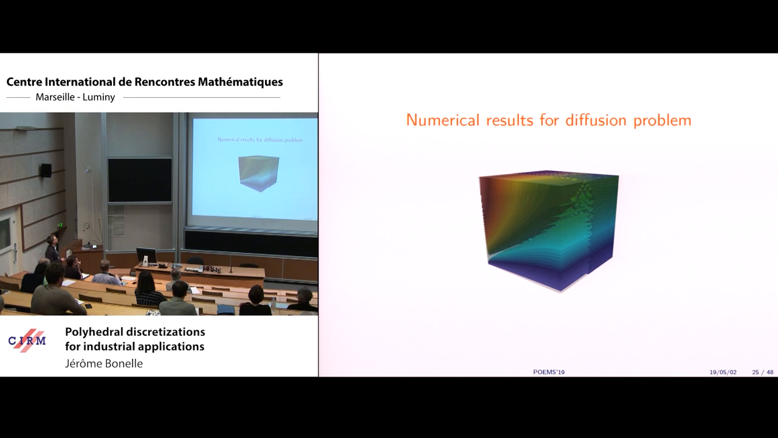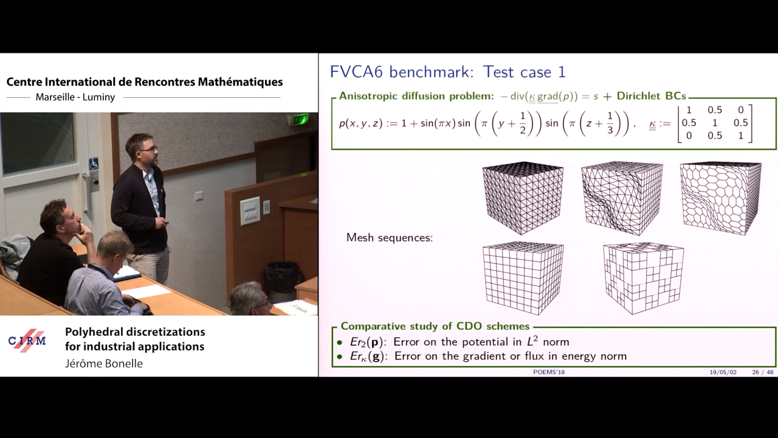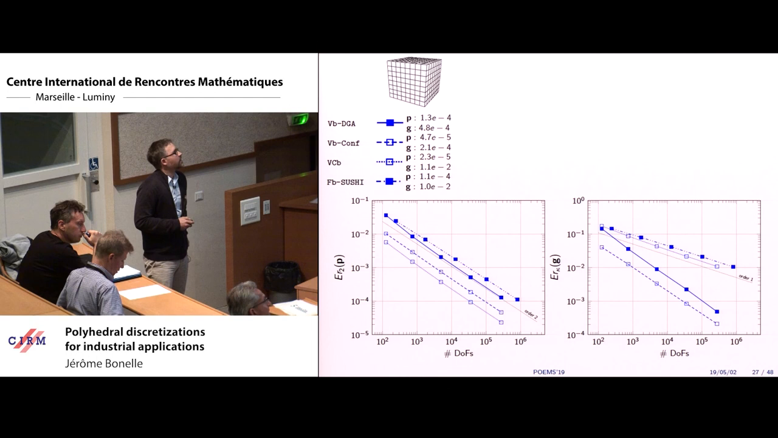So let's move now to numerical results. I will consider the first test case of the AVC86 benchmark and compare CDO schemes with the L2 error on the potential and on the energy norm for this kind of mesh sequences. Here's for Cartesian meshes.